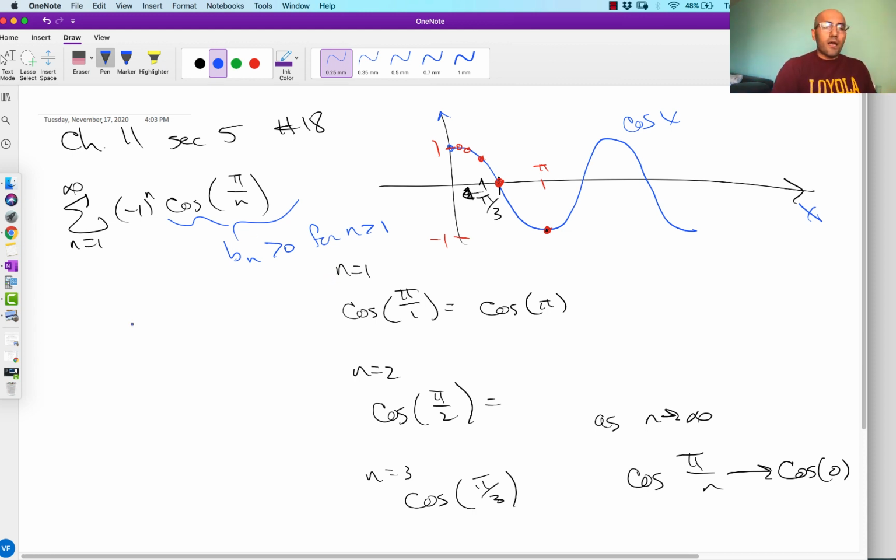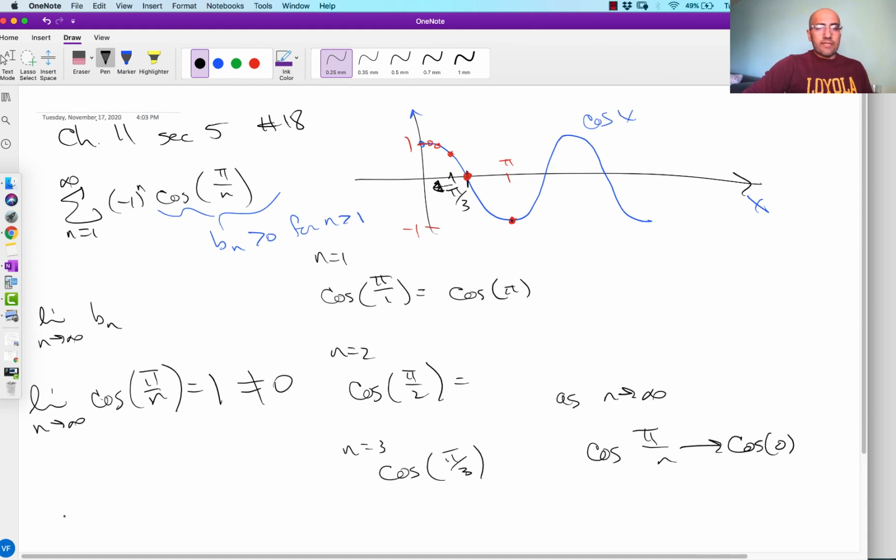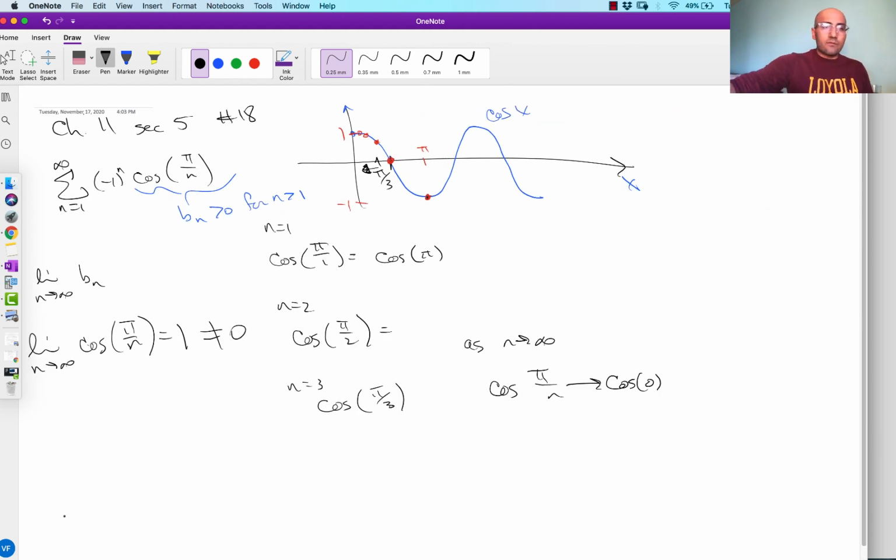However, as we've just established, the limit as n goes to infinity of b sub n, which equals the limit as n goes to infinity of cosine of pi over n, is going to be equal to 1. It's not going to be equal to 0. So my conclusion is that this diverges by the test for divergence. The individual terms are not going towards 0.